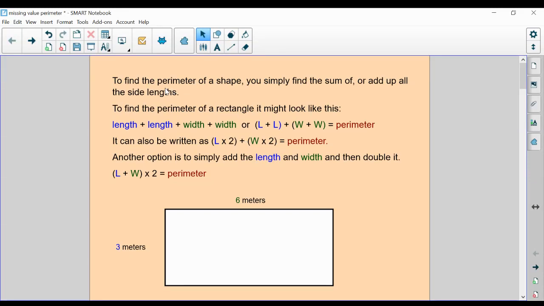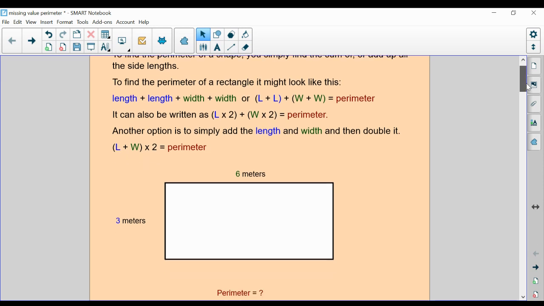So far, we have learned that the perimeter of a shape is found by adding up all the sides around the outside. To find the perimeter of a rectangle, it might look like this: length plus width, or length doubled plus width doubled. Furthermore, you could even just do the length plus the width and then double that.